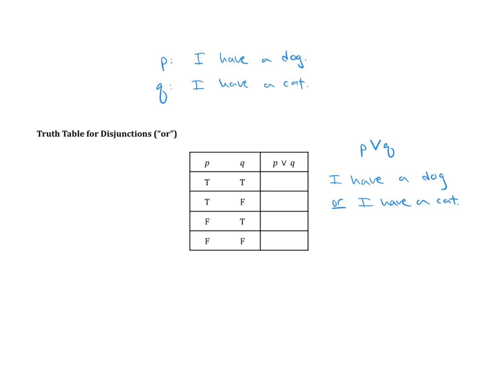The only way this is a false statement is if I have neither a dog nor a cat. So if both of those are false, then it's a false statement. In all other cases, it's true. So the rule for "or" is it's only false if both are false. So in the last row of this truth table, both are false. That's going to be false. All other cases will be true.